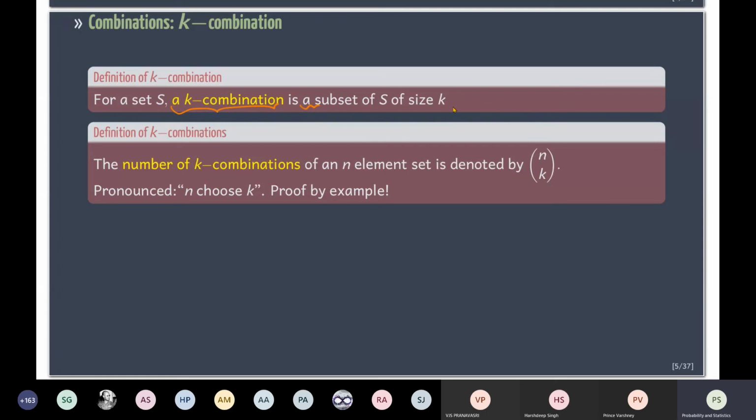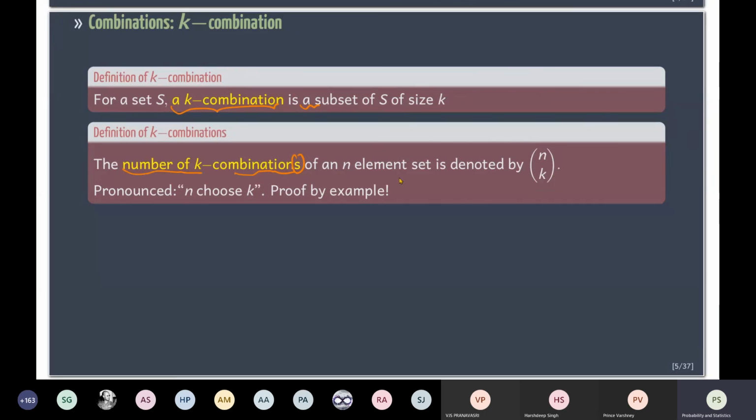Then we can talk about how many of those there are, the number of K combinations of S. We talk about how many there are because we are dealing with a counting problem, and counting is related to computing probability. Discrete probability depends a lot on counting. That's why we are doing counting.